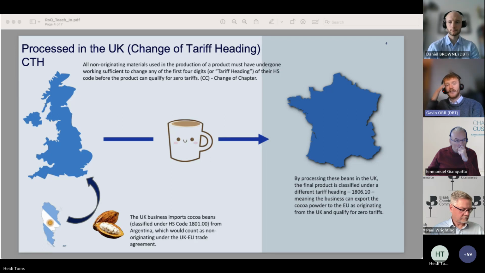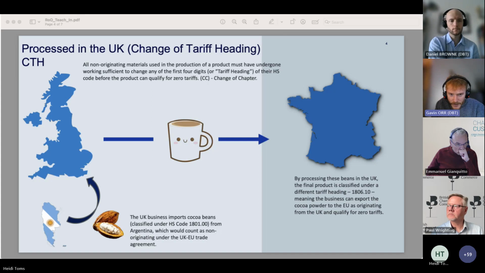This change in classification can happen at various levels, and it depends product to product on what the FTA requires the processing to be on a non-originating product in order to make it originating. The example on the slide is a CTH rule, which stands for change in tariff heading. As it says below, all non-originating materials used in the production of the final product must have undergone a change to the 4-digit level or tariff heading of the HS code. Once that change has happened, the product can then be considered UK originating.